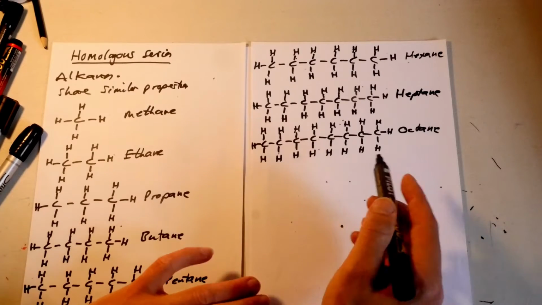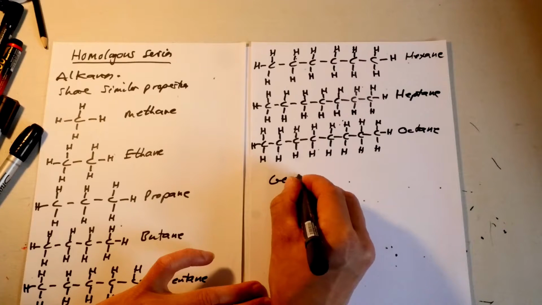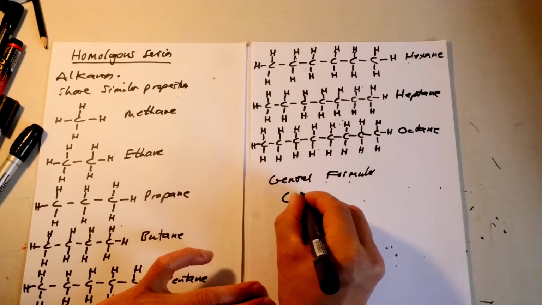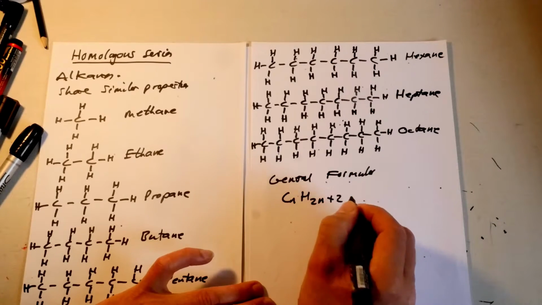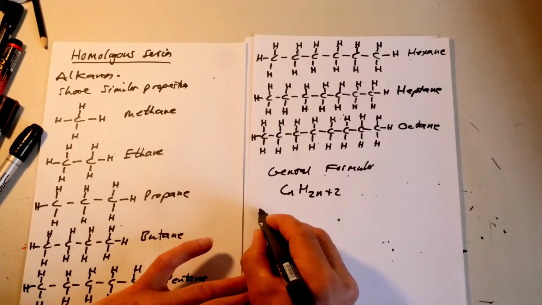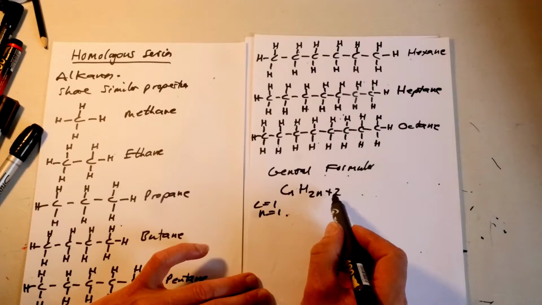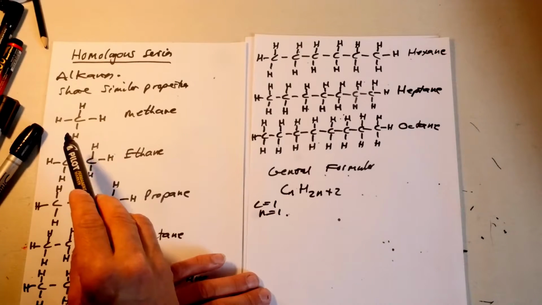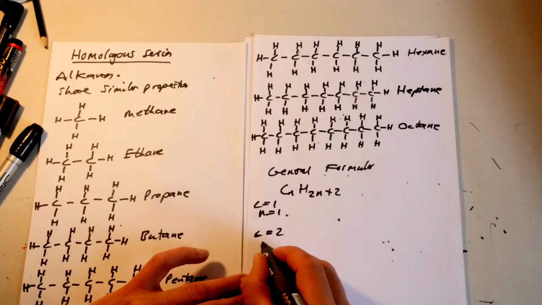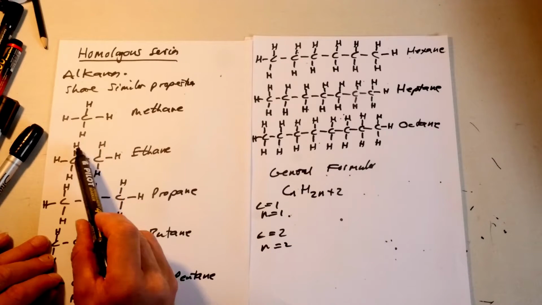The general formula for alkanes is CnH2n+2. So if carbon equals 1, n is 1, so 1 times 2 is 2 plus 2 is 4. So you get 4 hydrogens. If carbon equals 2, so n equals 2, then 2 times 2 is 4 plus 2 is 6. And again around ethane you get 1, 2, 3, 4, 5, 6.